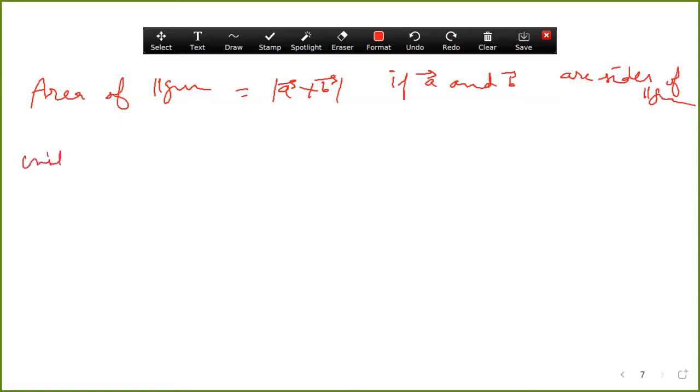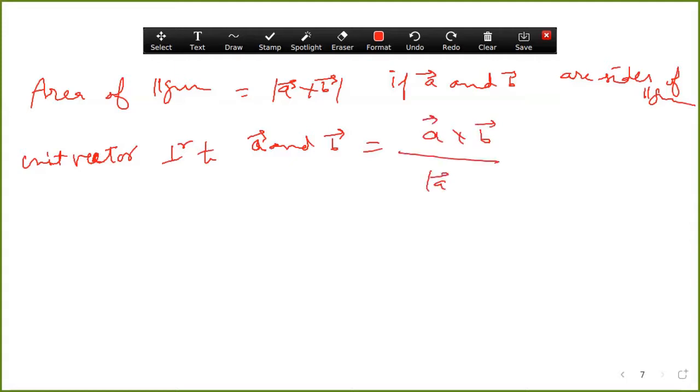You must know the unit vector perpendicular to A and B both, that is A cross B divided by its magnitude.